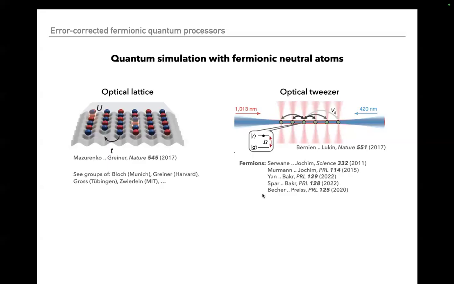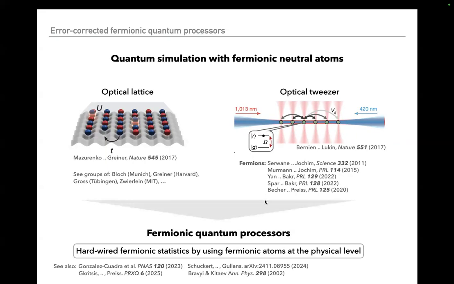So long story short, the idea is to combine all these advances in the hardware that allow you to manipulate quantum matter in a very controlled fashion and build something like a fermionic quantum processor, which has been proposed and put forward in a couple of proposals recently. And here the idea is to really have hardwired fermionic statistics from the underlying fermionic atoms.